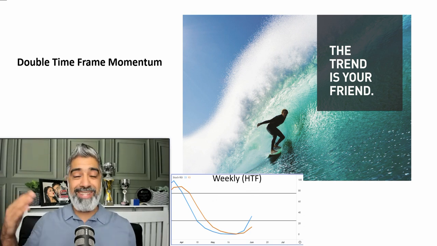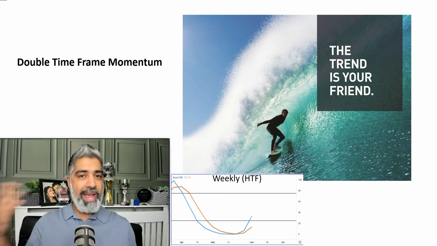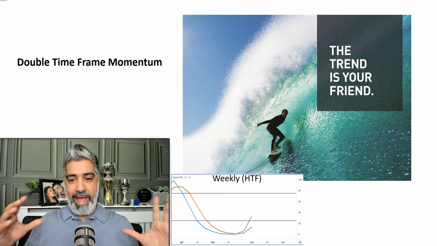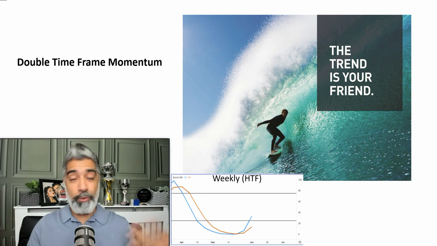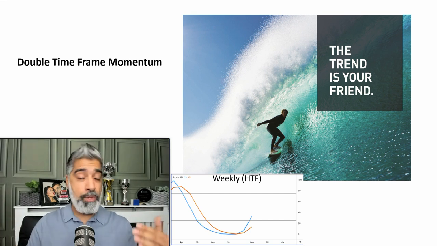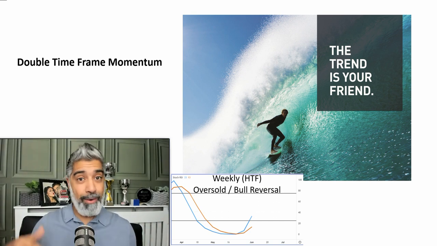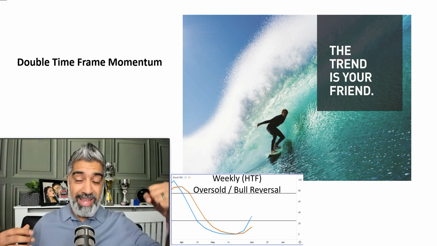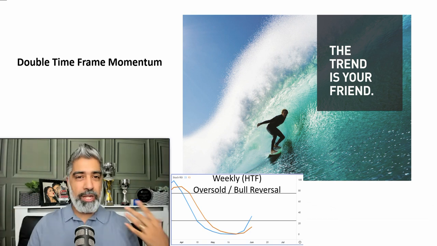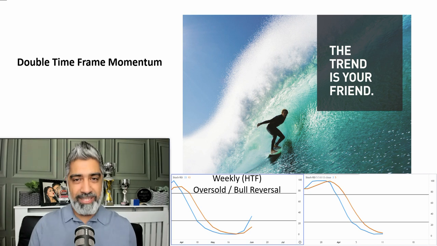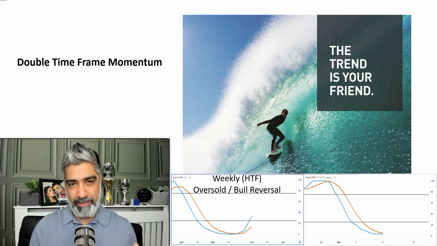What we want to do is identify two time frames. We want the higher time frame and a lower time frame. And I like to use weekly and daily, but it also works for daily and 4 hour, or 4 hour and 1 hour, or 1 hour and a 15-minute chart. We just want a higher time frame and a lower time frame. And we're going to use something called momentum. That is thousands of momentum indicators.